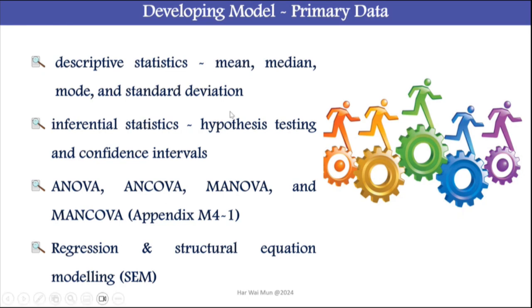Then you can use your primary data, the survey you collected, and do a regression. SPSS and all of these can do a regression, or you do structural equation modeling, which is more dynamic. Nowadays, we go towards structural equation modeling for primary data rather than regression, because structural equation modeling has more advantages.